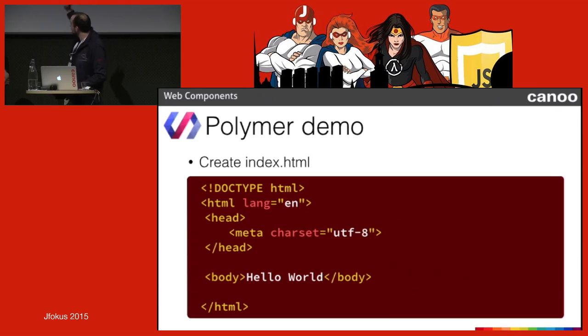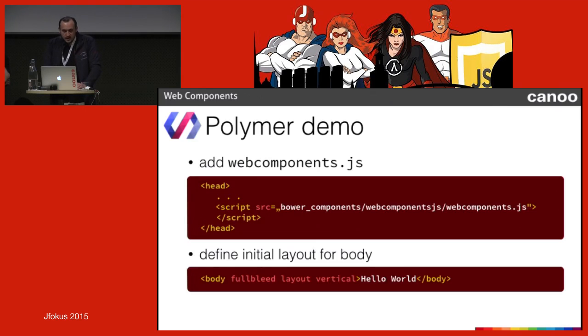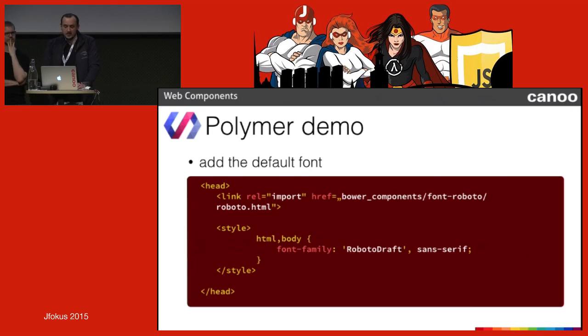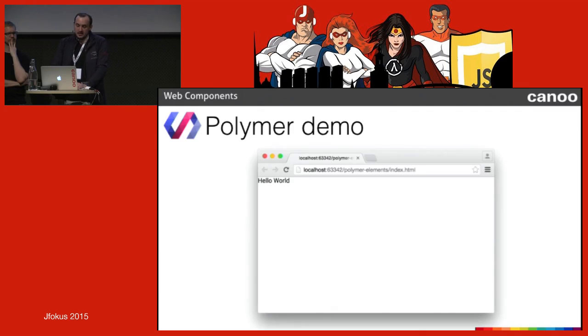So this is normal HTML, no web components at all. Add the web components JS library to have better web component support in more browser versions. Then change the font to the default Polymer font. This is just one line of CSS. And yeah, now our application will look like this.